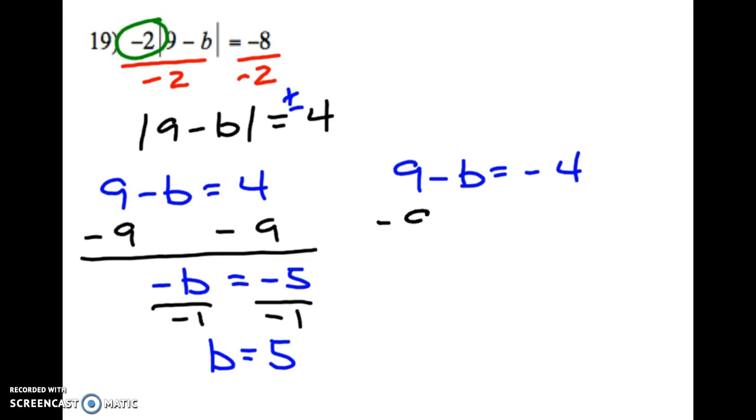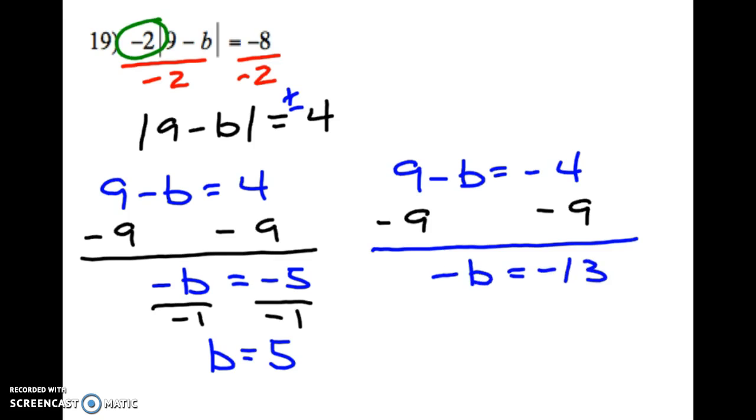Similar steps, subtract the 9. Also don't lose that minus sign again. Negative 4 minus 9 is negative 13. Divide by that negative 1. And hopefully everybody's getting b equals positive 13.